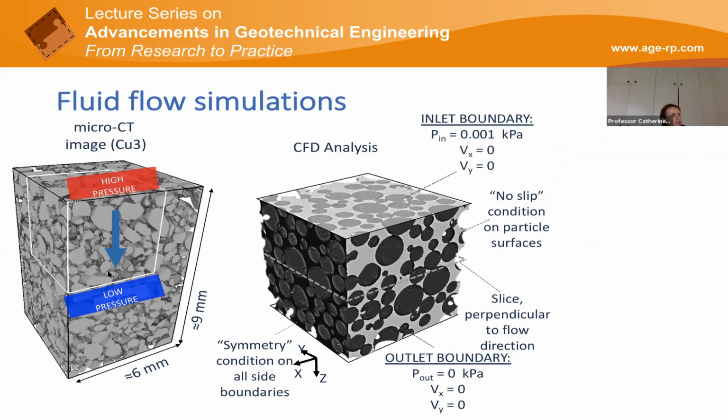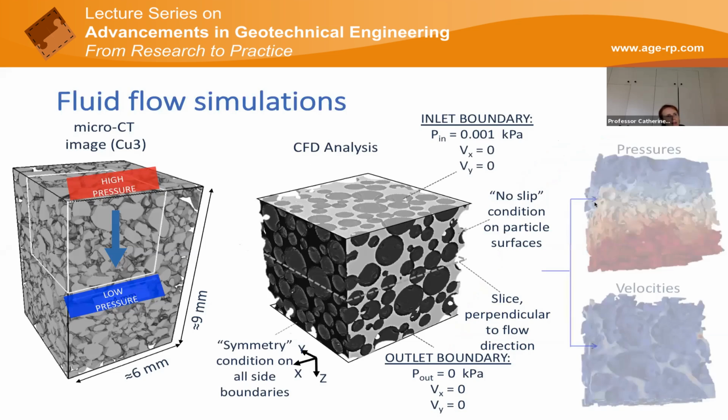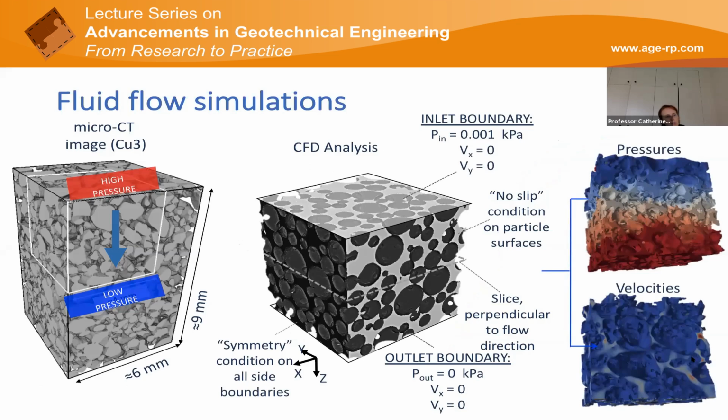But one thing we've done is to run some simulations of flow through our microCT images using computational fluid dynamics. So we take our microCT image and make the surfaces of the soil grains to be the boundaries to the fluid flow. And that gives us detailed information about the velocities and pressure gradient in the sample.